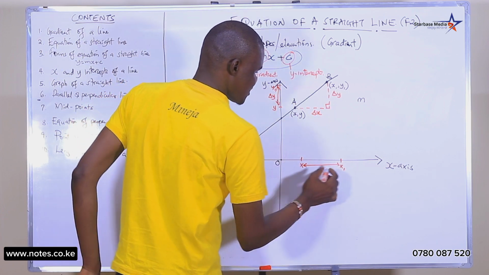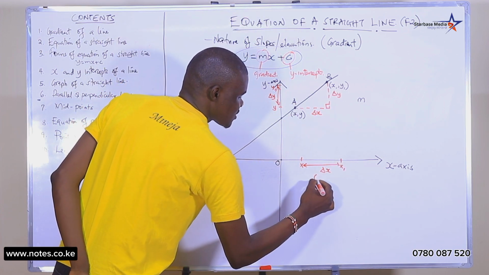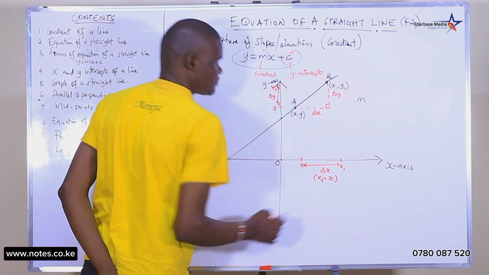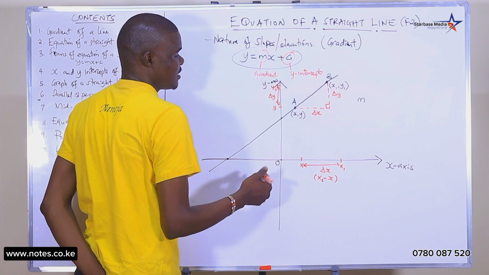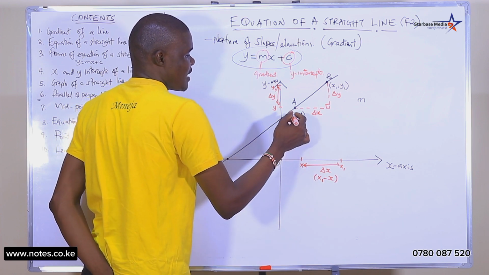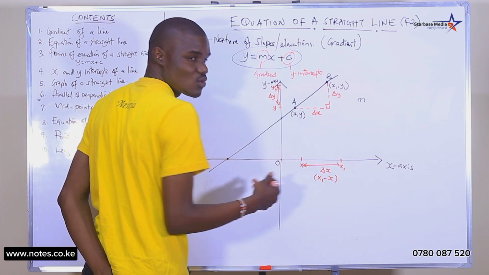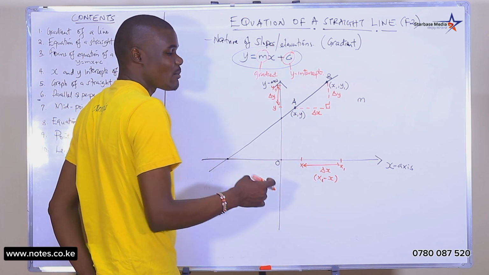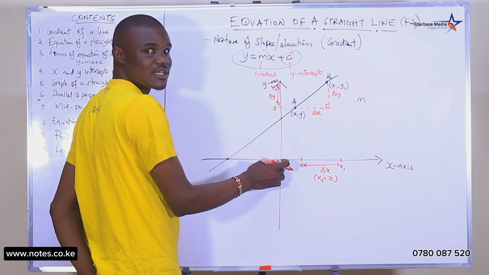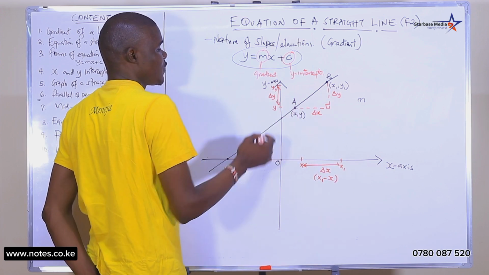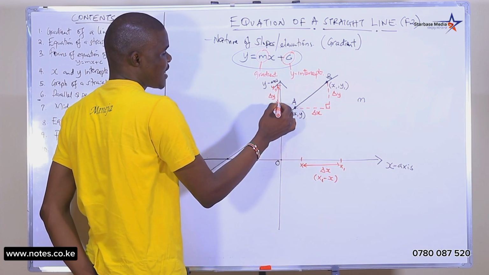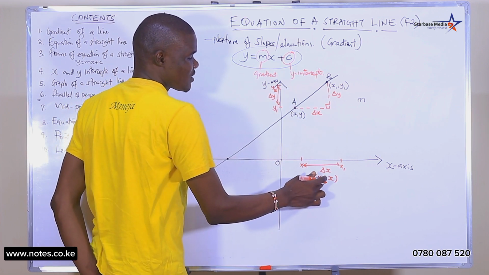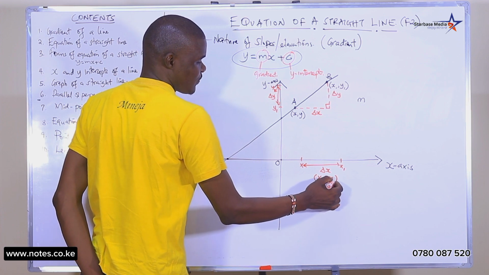So change in x is given by x1 minus x. Or we can even say this is x1, x2, however much you label it, there's no problem, provided you know we are talking about destination minus origin. So even if you label this y1 and then this y2, there's no problem, provided you know that you're coming from this point to the other point.